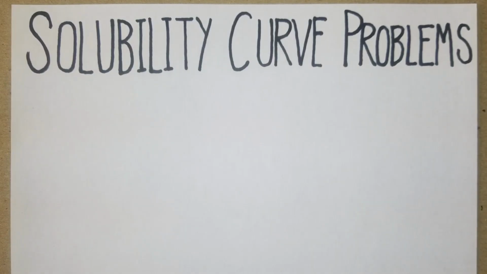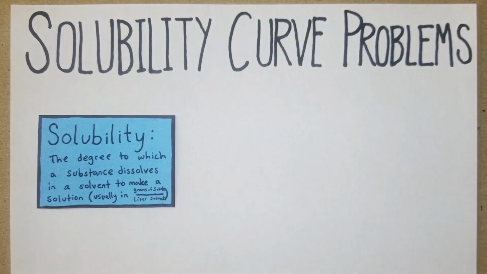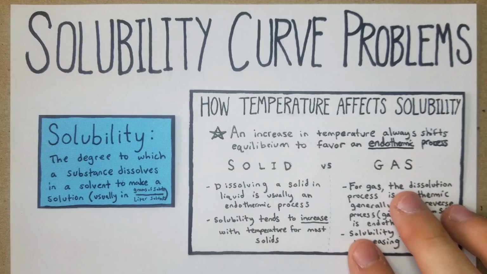How's it going, guys? In this video we're going to go over solubility and how to solve solubility curve problems. So first of all, what is solubility? It's the degree to which a substance dissolves in a solvent to make a solution. That's usually going to be in grams of solute per liter of solvent. So how does temperature affect solubility?